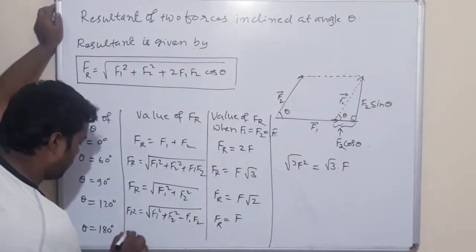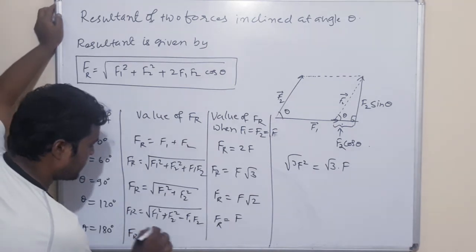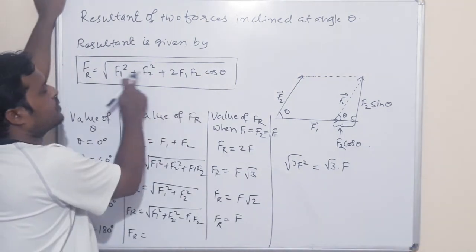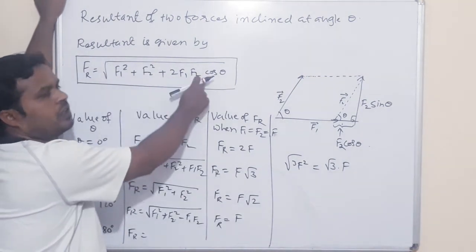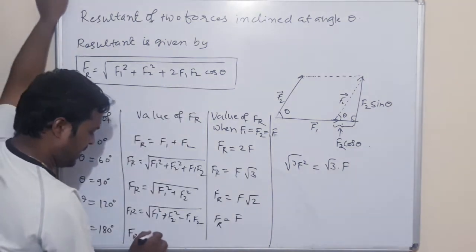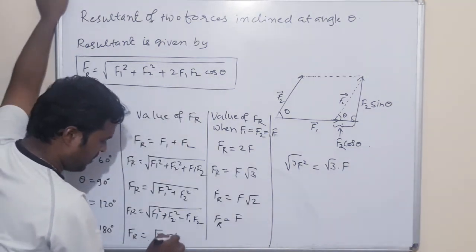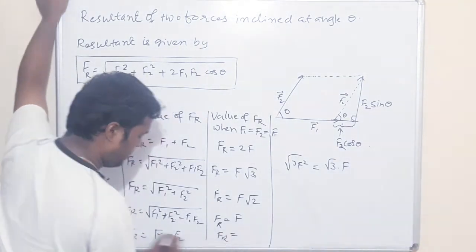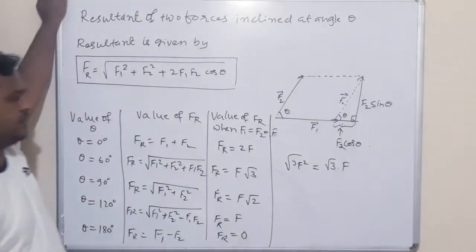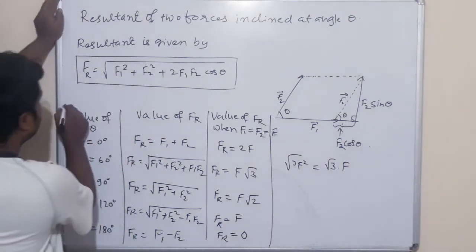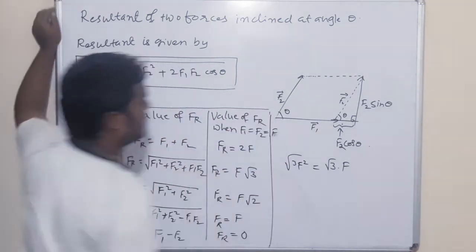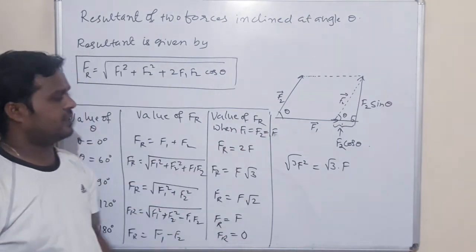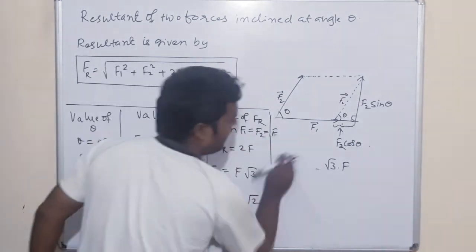Okay. If theta is equal to 180, then I will get F resultant is equal to root of F1 square plus F2 square plus 2 F1 F2 cos 180. cos 180 is minus 1. This is F1 square plus F2 square minus 2 F1 F2, A minus B whole square inside root. Then I will get F1 minus F2. Then F resultant for this, if both these are equal, that value will be 0. Okay. Resultant depends on value of theta, and resultant directly you can take if both the vectors are equal, then you can use this formula.